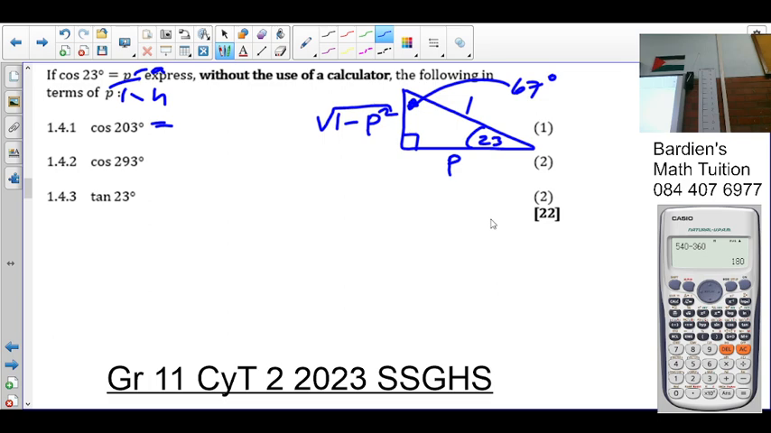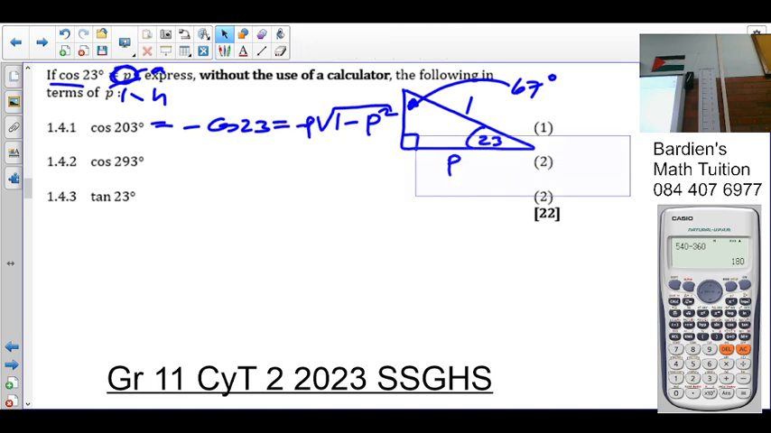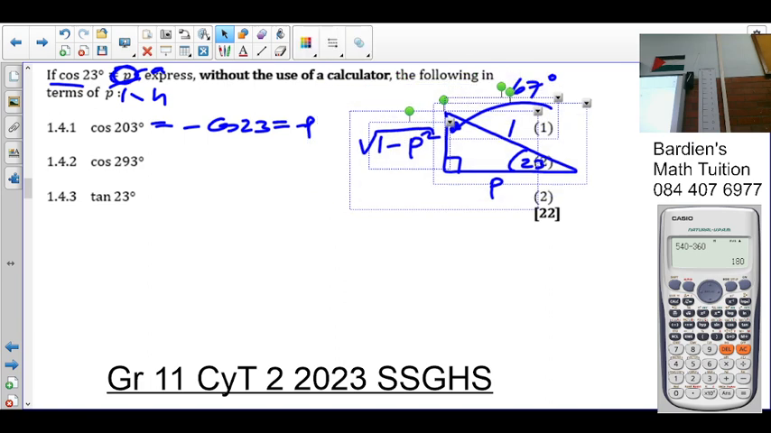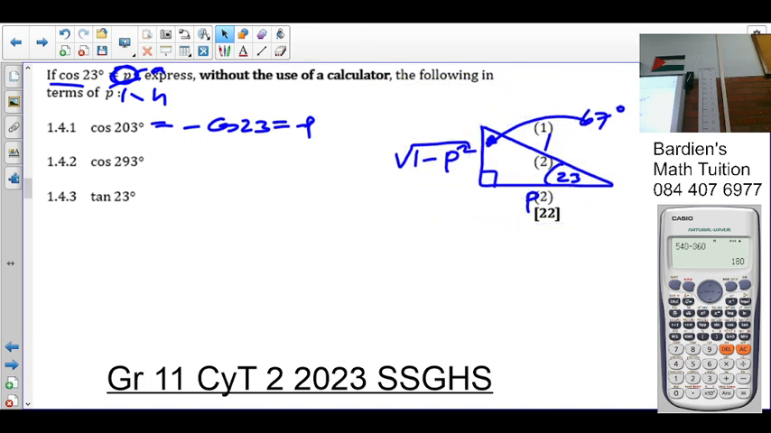Yeah. Okay, so 203 is in which quadrant? Third quadrant. 180 plus. So it's going to be 180 plus what? 23. So it's going to be negative cos 23. Cos 23 is P. So the answer is negative P. Do you guys understand? Alright, so that's minus P. People, let's look at the next one.